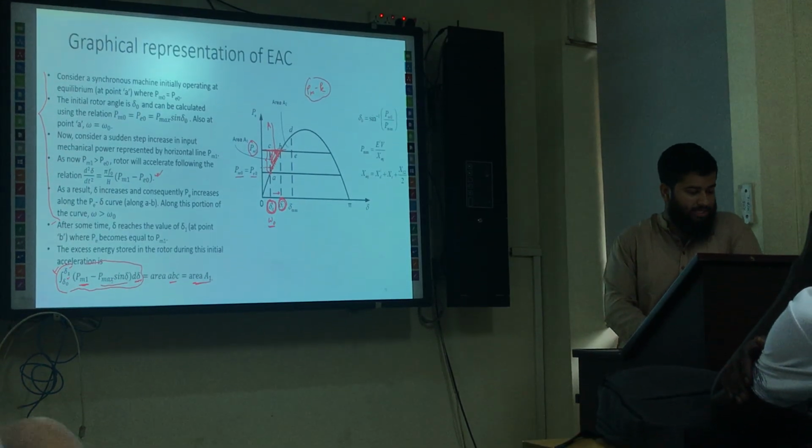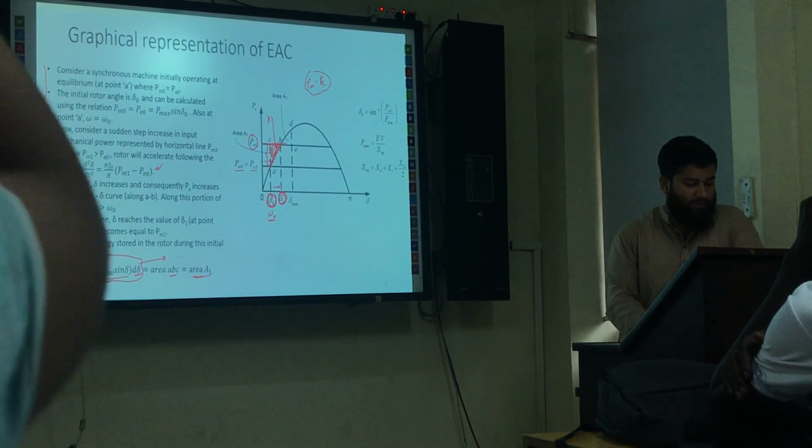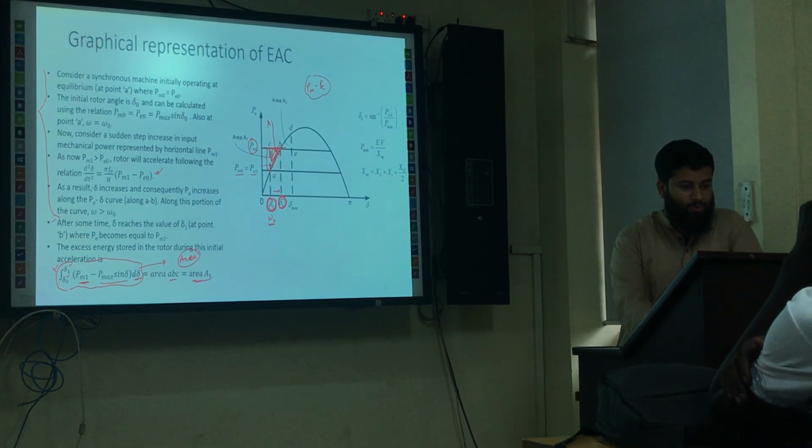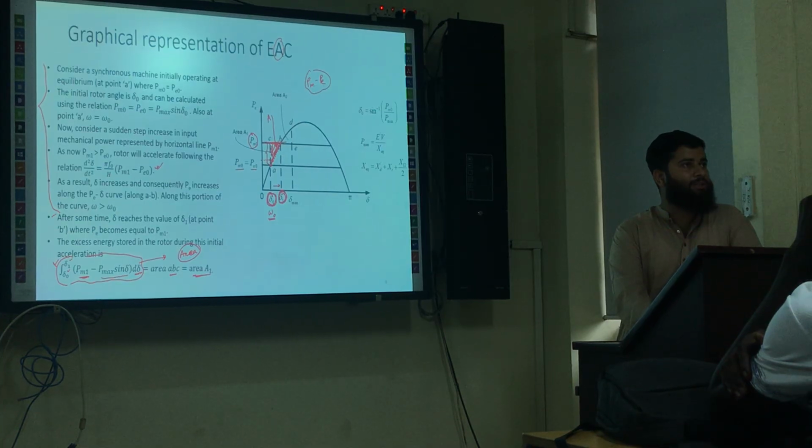So this integration is representing some kind of area. That's why it is called the equal area, right?